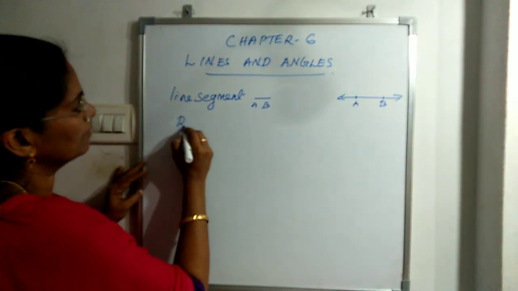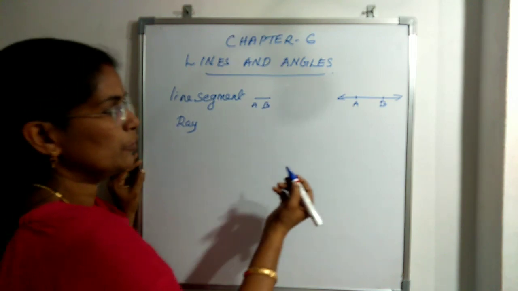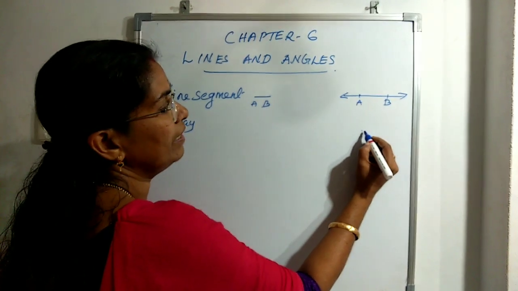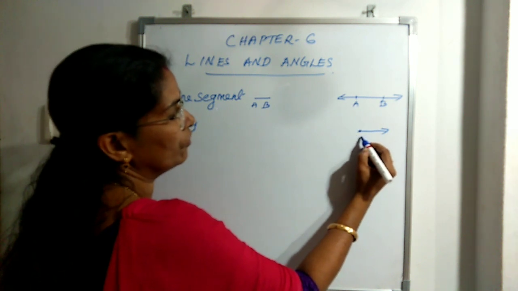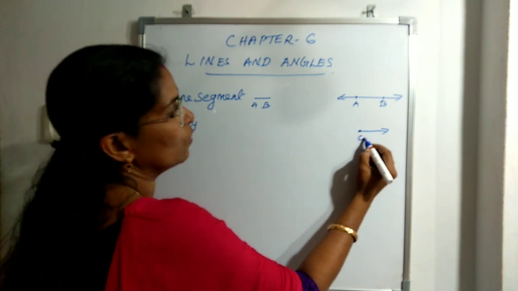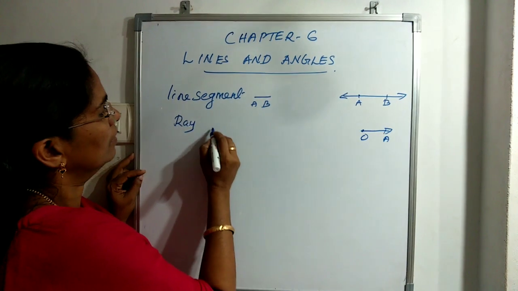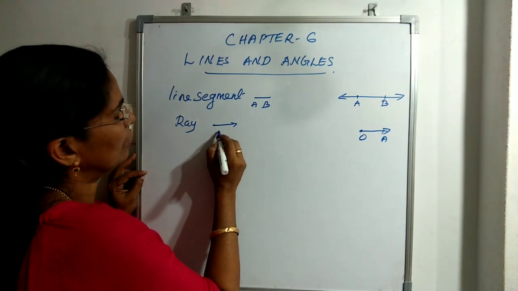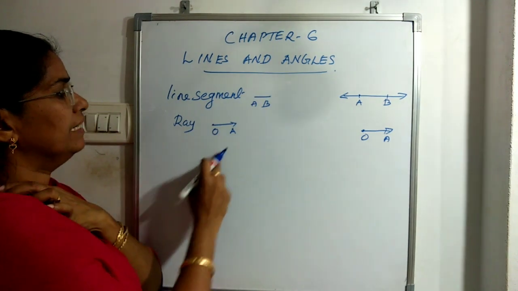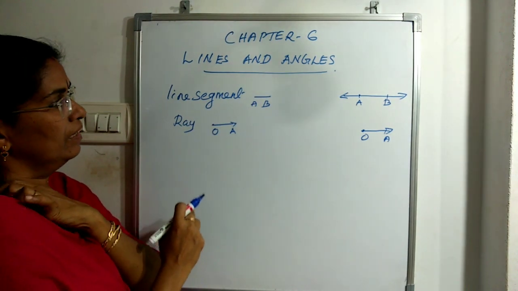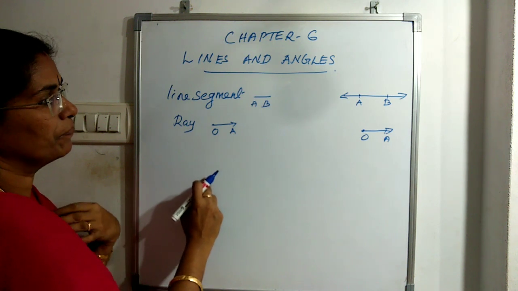Then what is a ray? This is also a part of a line with one endpoint. This is the representation of a ray. We can name it OA. We are reading it as ray OA, and here, line segment AB.